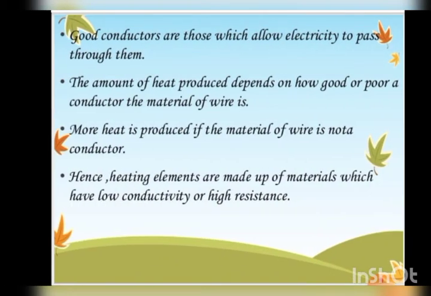The good conductors are those which allow electricity to pass through them very easily. Okay, electricity passes through them directly, they are called a good conductor. The amount of heat produced depends on how good or poor a conductor the material of the wire used is. More heat is produced if the material of the wire is not a good conductor. Hence, heating elements are made up of material which has low conductivity or a high resistance. This type of material is used for the heating elements.